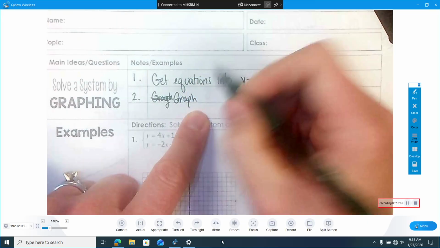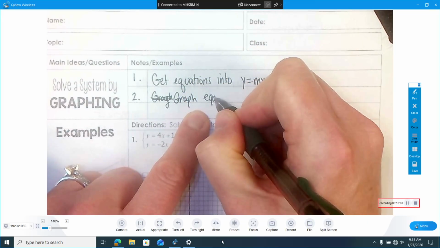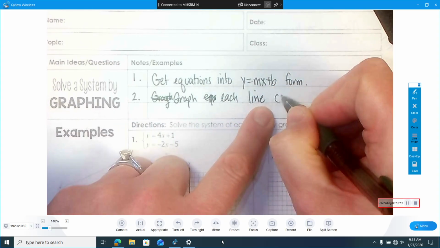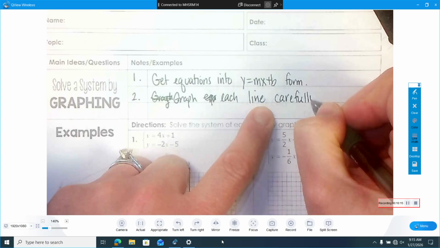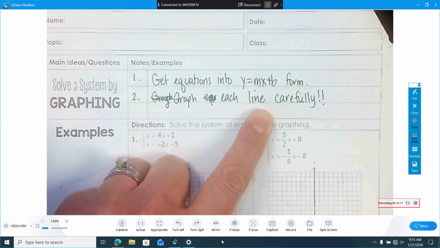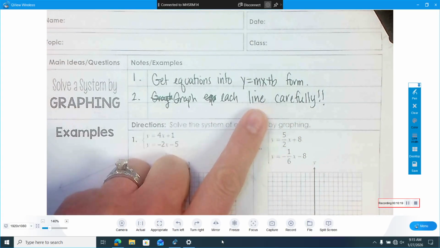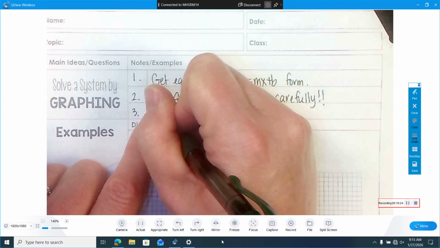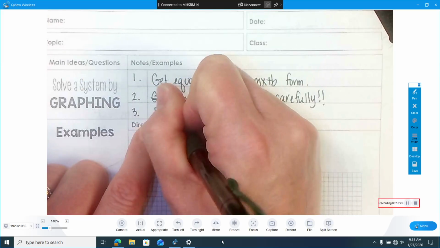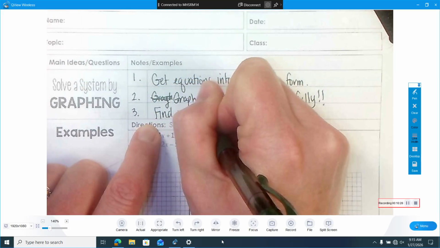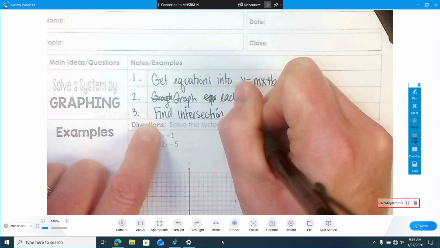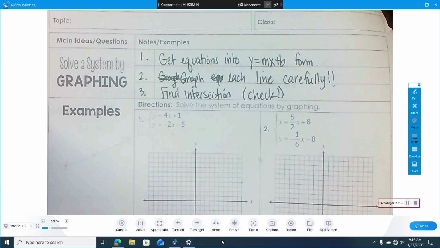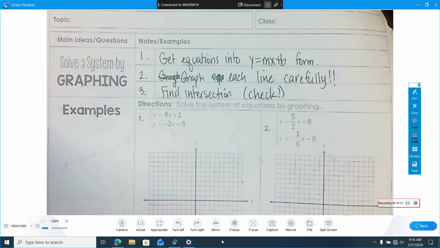graph each line carefully. Oh my goodness, I can't write today. And I'm going to be pretty particular about this. Graph each line very carefully. And then step 3, find the solution. Find intersection. And also remember that you can check your solution, which we'll talk about too. Okay.